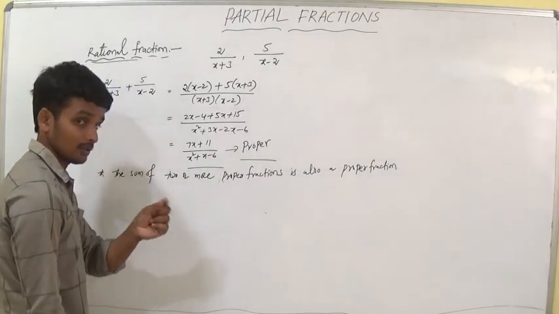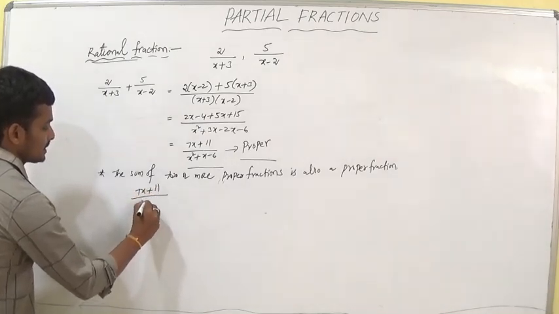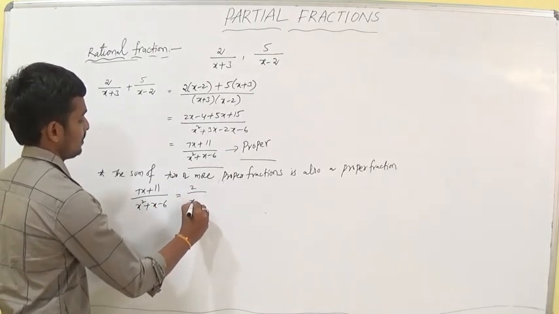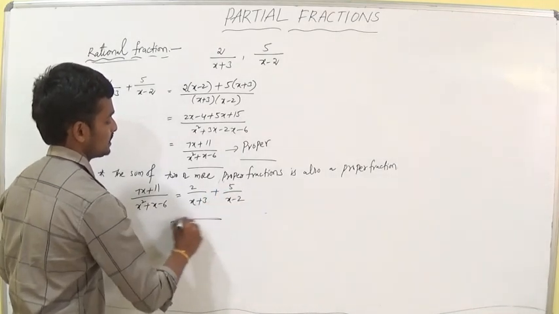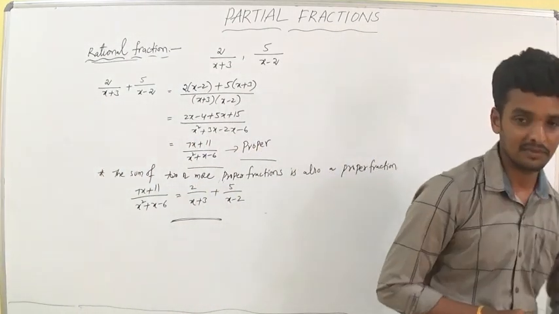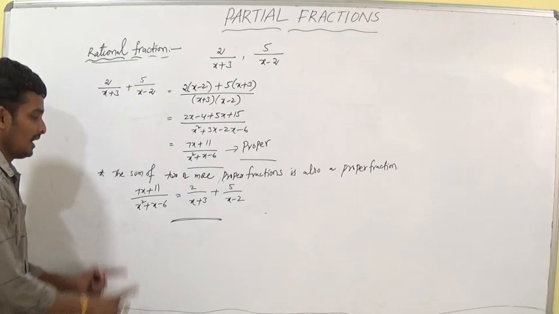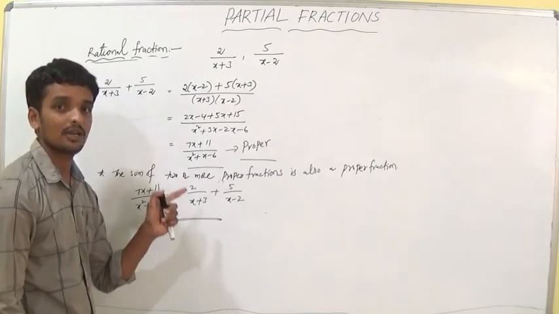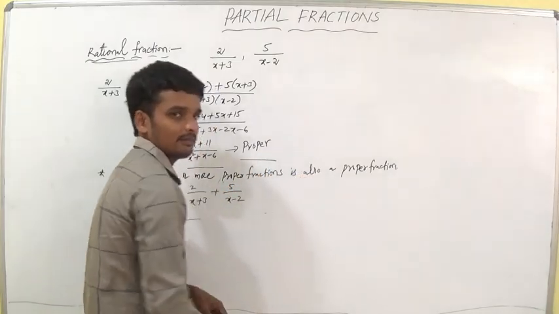So you have to think, I am writing one thing: 7x plus 11 by x square plus x minus 6 is equal to 2 by x plus 3 plus 5 by x minus 2. Is this right or wrong? Our answer is equal to their sum. Is this right? Yes, absolutely right. That means the sum of two proper fractions is a proper fraction.